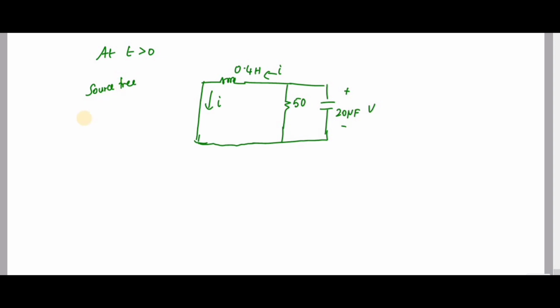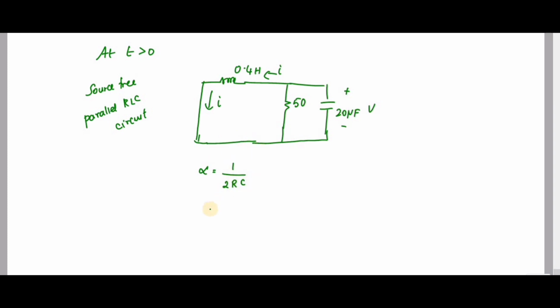So you can see this is the circuit diagram. There are no voltage or current sources, and R, L, C are in parallel. So it is a parallel RLC circuit. For a parallel RLC circuit, I can write alpha. This is a formula: alpha is equal to 1 divided by 2RC.